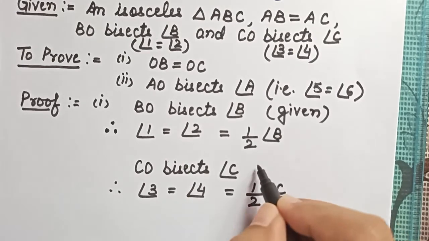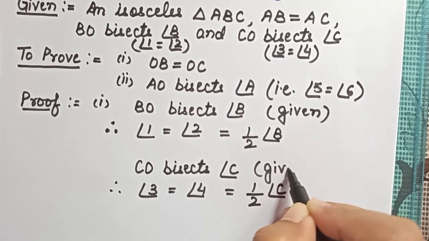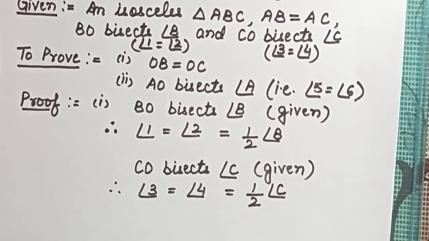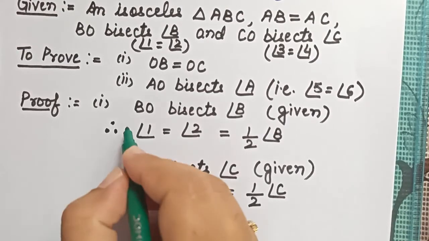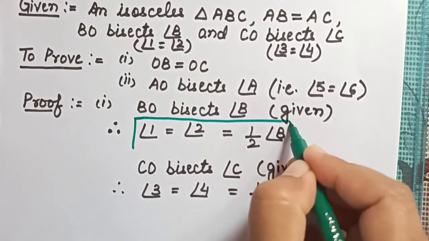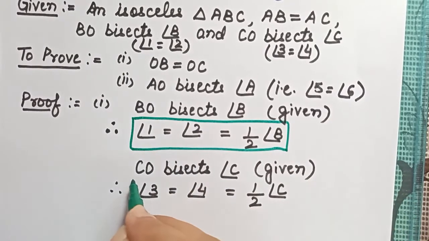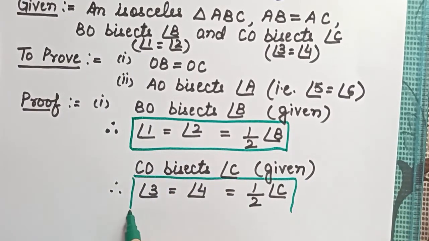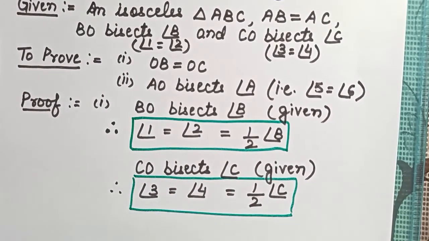CO bisects angle C, which is again given. So angle 3 and 4 both are equal to half of angle C. Now these two results, the first result and the second result, will be used in proving the first part.